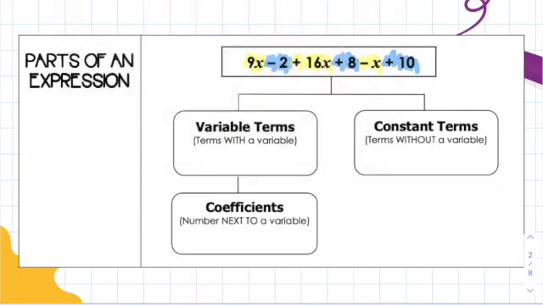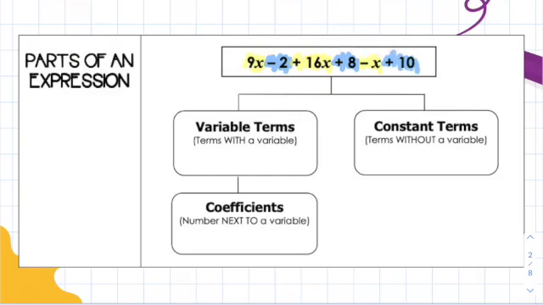I also want you to notice that the signs, the plus and the minus signs, always belong to the number that comes to the right of the sign. So this negative belongs to 2, the plus to the 16x, this plus over here to the 8, this negative to the x, and this plus to the 10. Notice that there's no sign in front of the 9. If there's nothing there, then you guys should know that it's a positive sign, all right?